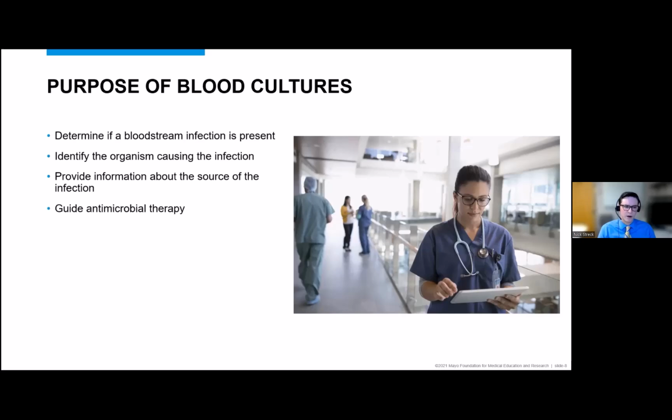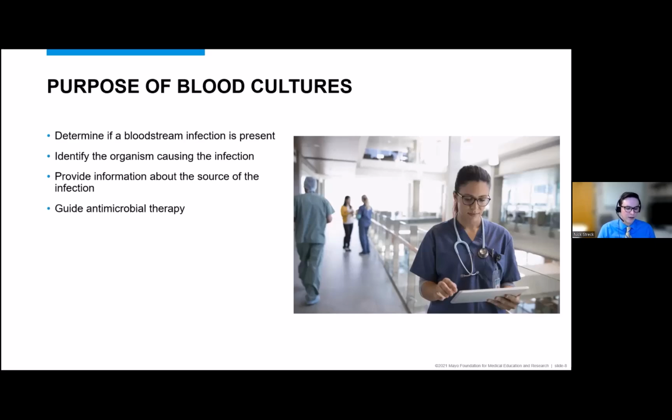This is just a very broad slide to highlight some of the key purposes of blood cultures, and we can think about these as we go through the next slides and consider how the blood collection process can help make sure that we achieve the purpose we're attempting with blood culture testing.